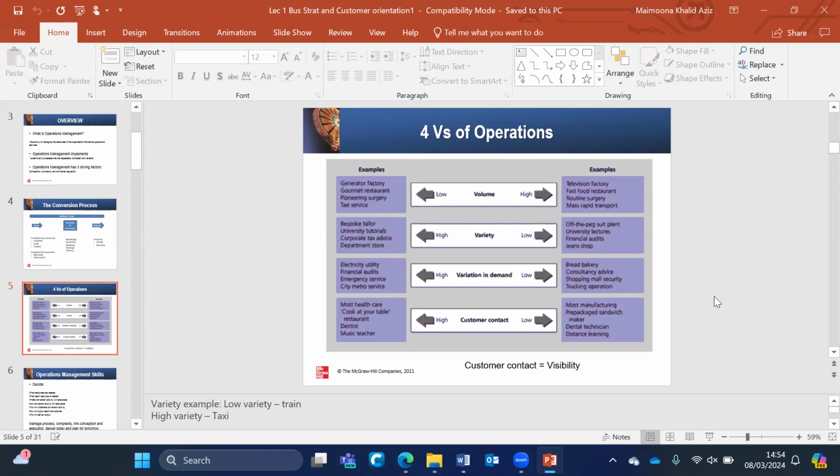But then if you produce in a small volume, that means you don't produce a lot of units, the volume is low. When we come to variation in demand, it could be high and low as well. And customer contact is how much the customer is involved in the process of you producing the goods and services. That can be high and low as well.